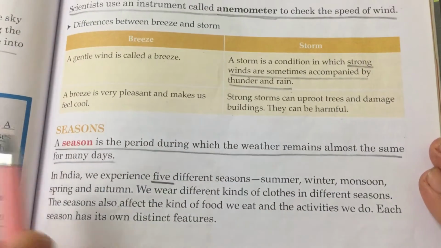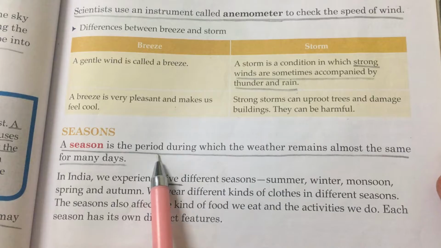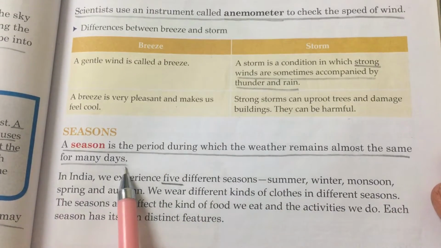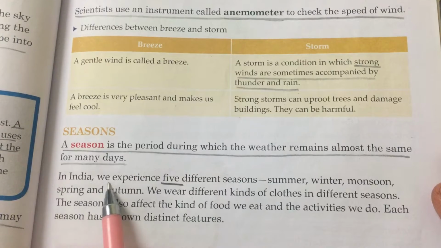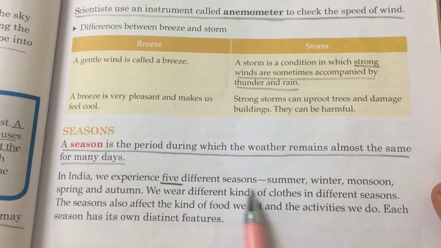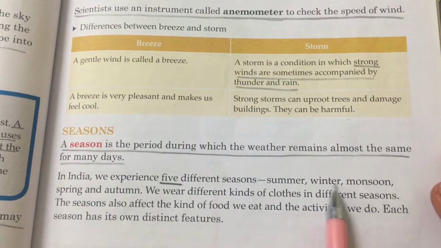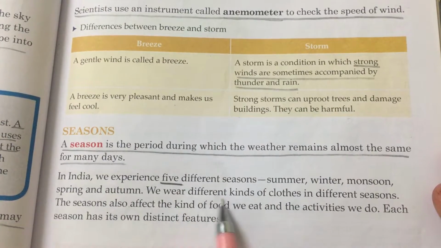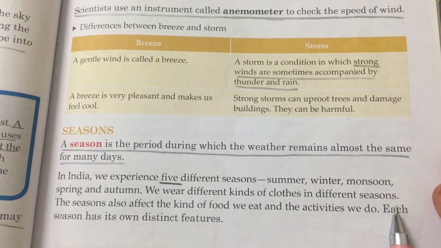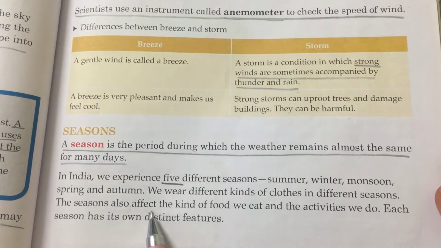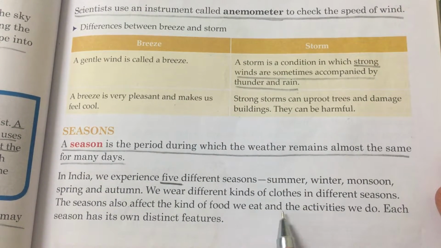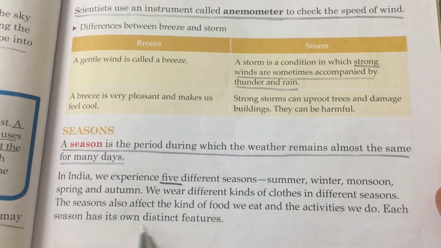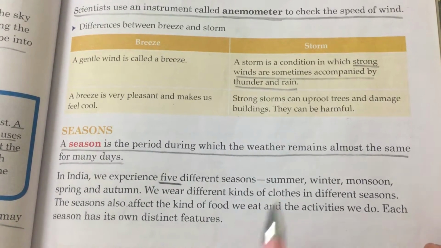Seasons. A season is the period during which the weather remains almost the same for many days. In India, we experience 5 different seasons: summer, winter, monsoon, spring, and autumn. We wear different kinds of clothes in different seasons. The seasons also affect the kind of food we eat and the activities we do. Each season has its own distinct features.